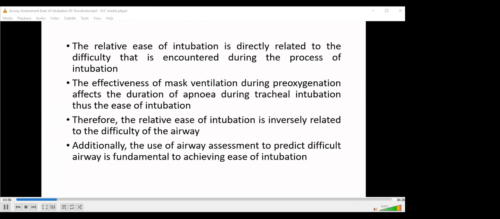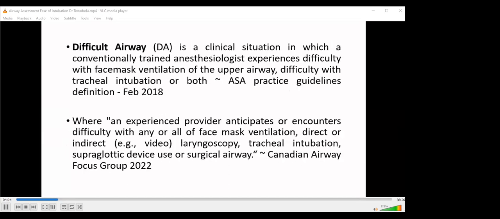The American Society of Anesthesiologists defines difficult airway as a clinical situation in which a conventionally trained anesthesiologist experiences difficulty with face mask ventilation of the upper airway, difficulty with tracheal intubation, or both. The Canadian Airway Focus Group takes a broader definition, where an experienced provider anticipates or encounters difficulty with any or all of face mask ventilation, direct or indirect laryngoscopy, tracheal intubation, supraglottic device use, or surgical airway.